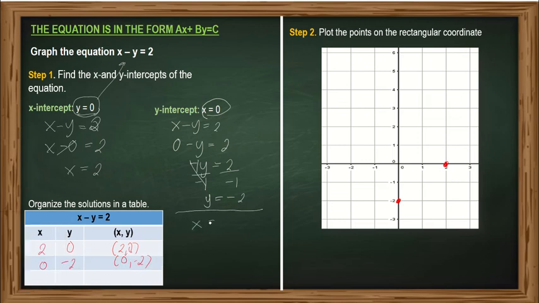Okay, say our x is equal to, let's try positive 1. When x equals 1, you have 1 minus y is equal to 2. So we have negative y is equal to 2, transpose 1 to the right side. So positive 1 becomes negative 1. So you have negative y equals 2 minus 1, which is 1. Then dividing both sides by negative 1, what you get is y equals negative 1.